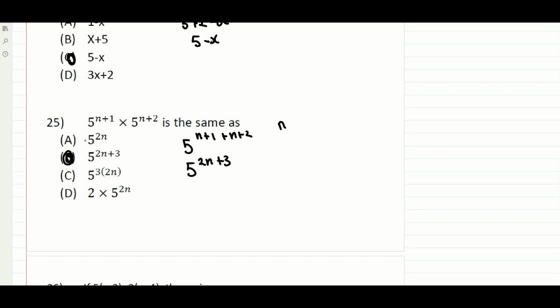If you're confused on how I got n plus 1 plus n plus 2, this is n plus n, which is 2n, and 1 plus 2. That's how I got 2n plus 3. Again, this is my laws of indices. If a to the power of b is multiplied by a to the power of c, this is a to the power of b plus c. When my bases are the same, I simply add my powers. Alright, so that is the answer for 25.